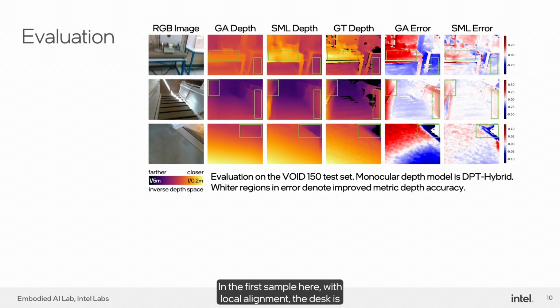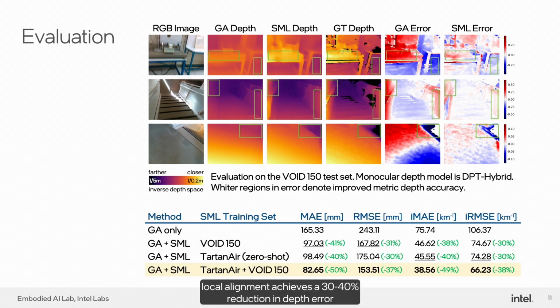In the first sample here, with local alignment, the desk is pulled forward and the wall is pushed back. In the second sample, not only are the steps aligned, but also the handrails on the sides. The third sample is particularly challenging, where local alignment more subtly realigns the flat surface floor and also rectifies the depth gradient at the staircase edge.